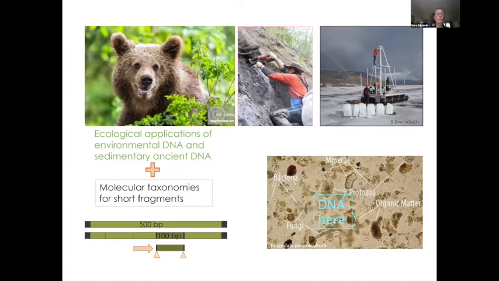So what you have is a sample of environmental DNA, or indeed, in a minute we'll talk about sedimentary ancient DNA, combined with molecular taxonomies, but not the conventional molecular taxonomies, which might use very long 500 base pair, 1,000 base pair fragments, such as the barcode of life, but much shorter fragments that can be found when DNA is degraded in the environment, because as soon as, of course, it gets into the environment, it starts to come apart.